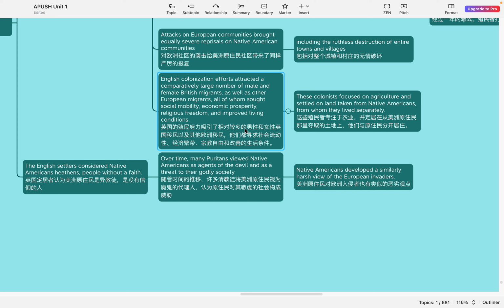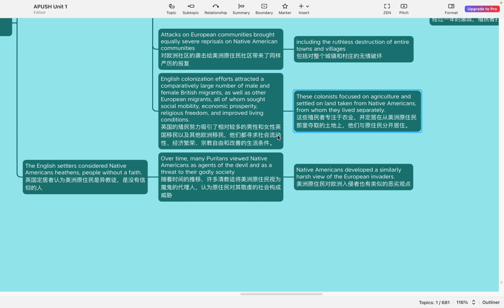English colonies attracted people not only from England but also from other parts of Europe. After seizing land from Native Americans, the colonists focused on agriculture and lived separately from the native population. It was like setting up your own exclusive neighborhood and putting up a no trespassing sign.